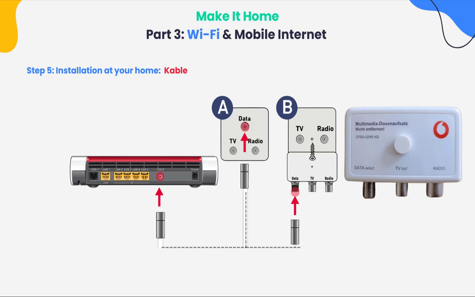Don't worry, if your socket is like this, the adapter usually comes with your provider's package. You simply screw it into the wall and now you will have 3 outputs. The left one labeled data is what you will use to connect your router.